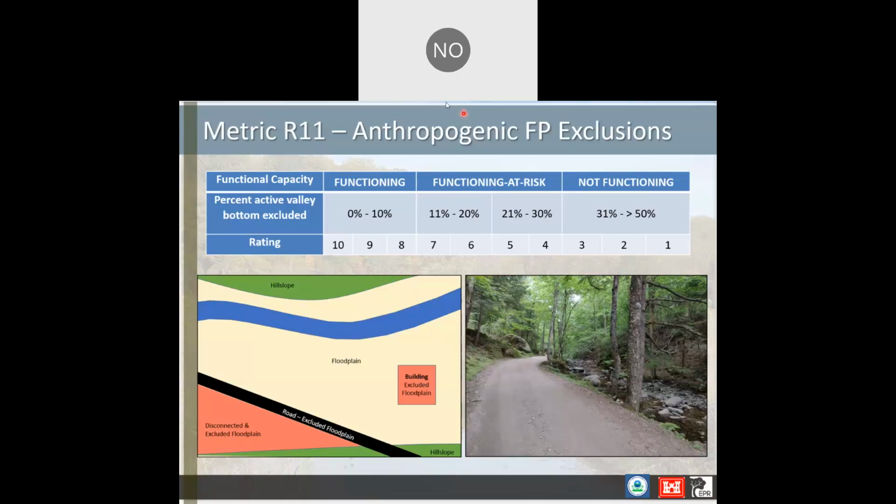But if it's sticking up and cutting off your ability to spill out in flood events, then it would count. So usually roads, buildings, and sometimes, if you get into the mountain regions, they're desperate for flat land to build on, so there might be a whole community there, depending on what you're dealing with, railroads, that sort of thing.